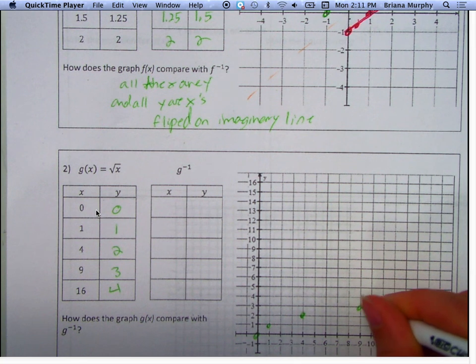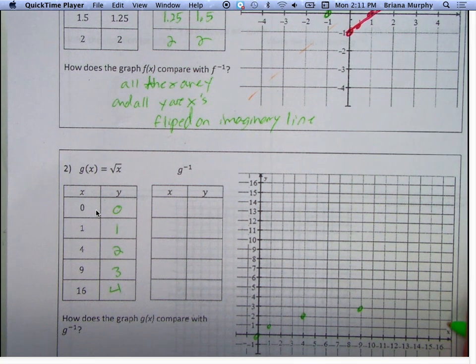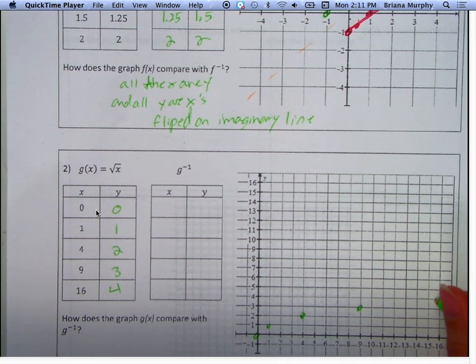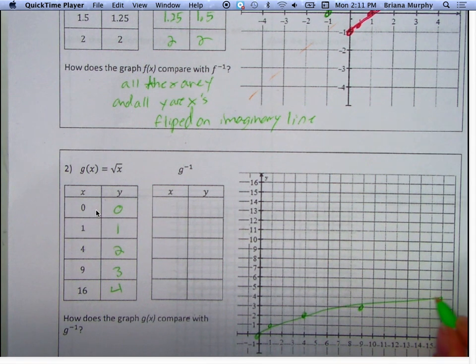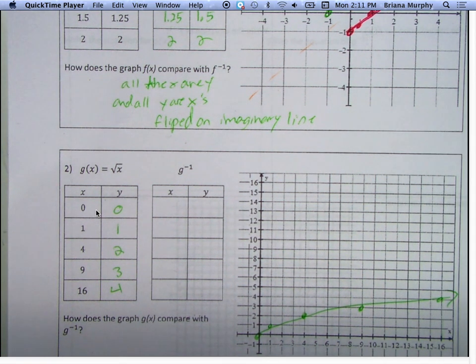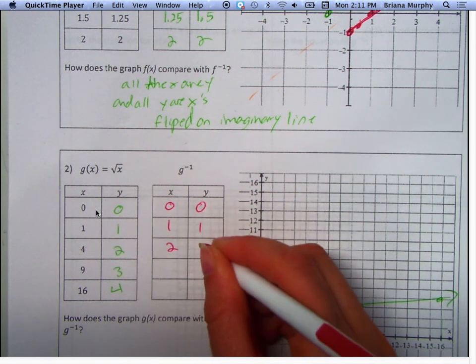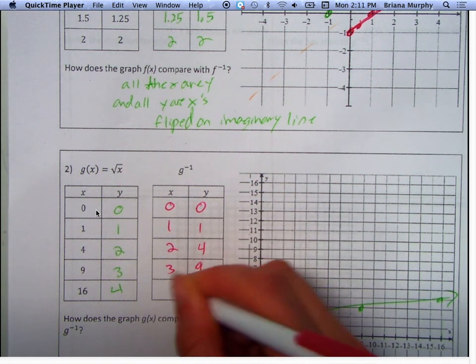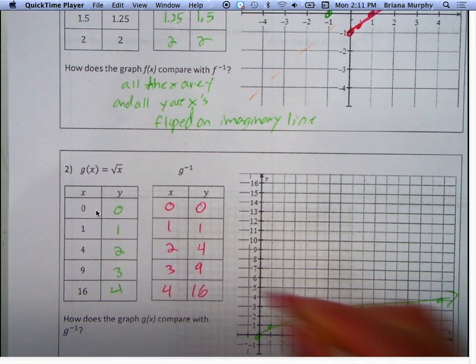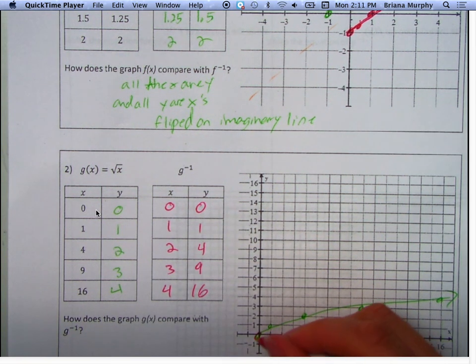9, 3, 16, 4. Right there. And then my next one is going to be the reverse. At 0, it's 0. At 1, it's 1. But at 2, it's 4. At 3, it's 9. And at 4, it's 16. So 0, 0, 1, 1 is still the same.